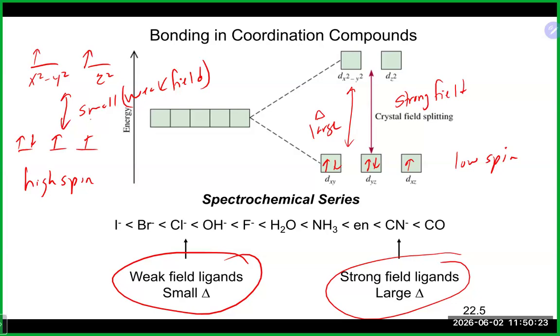Sometimes they will tell you to do it for a low spin complex or a high spin, or they may say do it for strong field or weak field. And they'll sometimes give you some indication as to which way you should do it. Sometimes if you're not given any indication as to how you should draw the electrons in this picture, sometimes it actually doesn't matter.